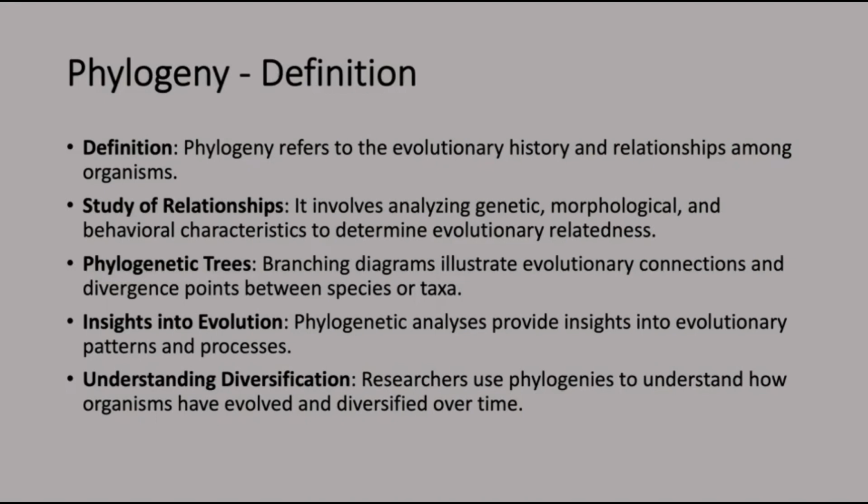So phylogeny, all it is, is the evolutionary history. So what happened with this animal, then what happened with this animal, and then what happened with this animal, basically the sequence of events that we had just covered. But now it's going to be specific. This slide is going to be specific to the skull, okay?